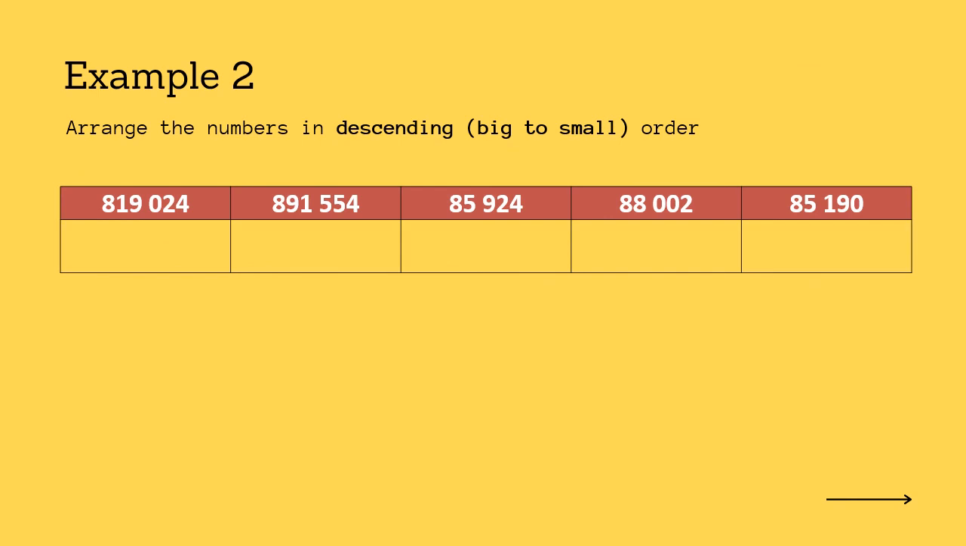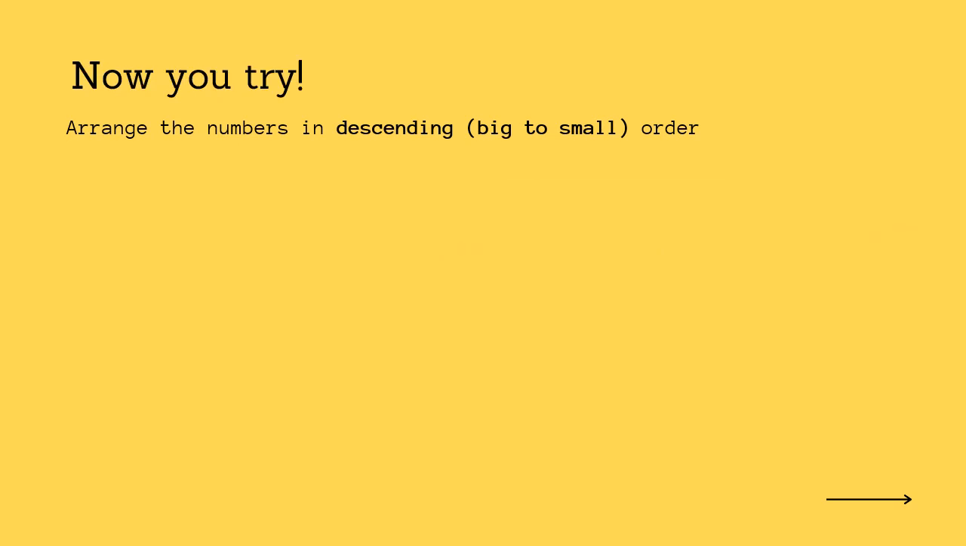So as your answer, you can write down the biggest. Remember, we are ordering numbers in descending order, that's from big to small. So the biggest number just now was 891,554, followed by 819,024. The third biggest number was 88,002. The second smallest number was 85,924, and the smallest number is 85,190.